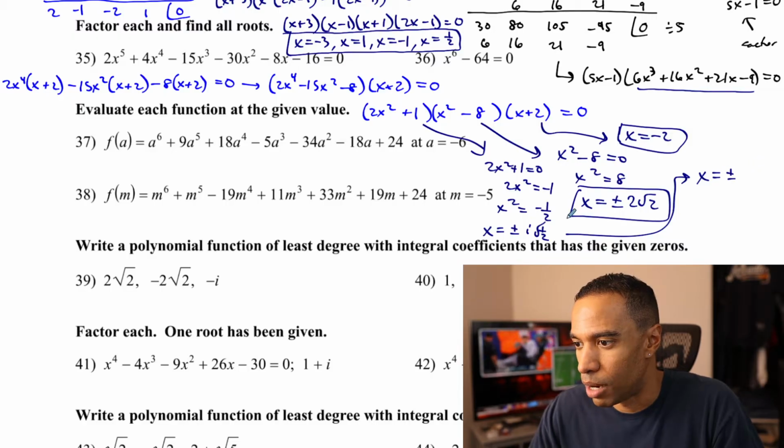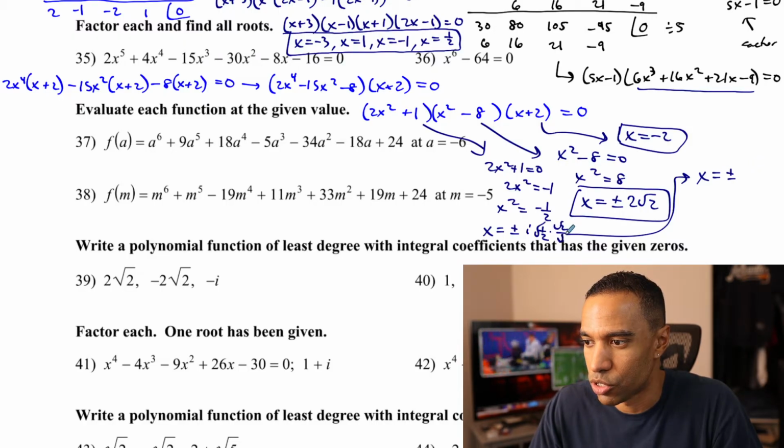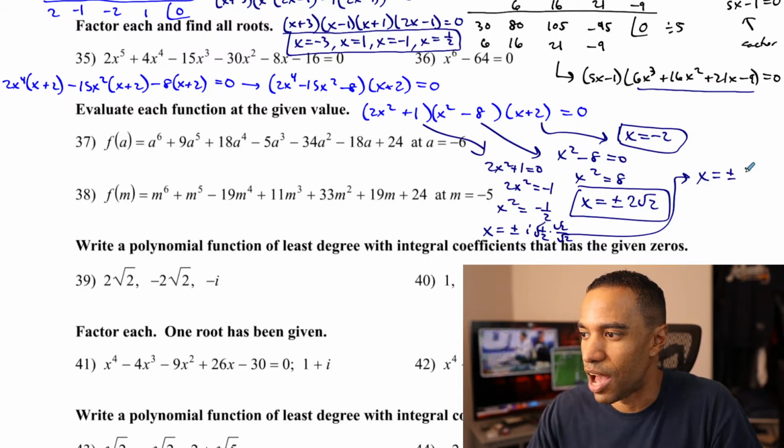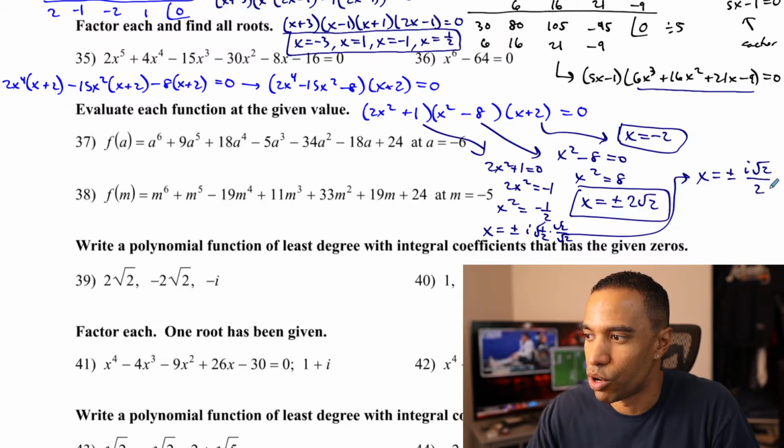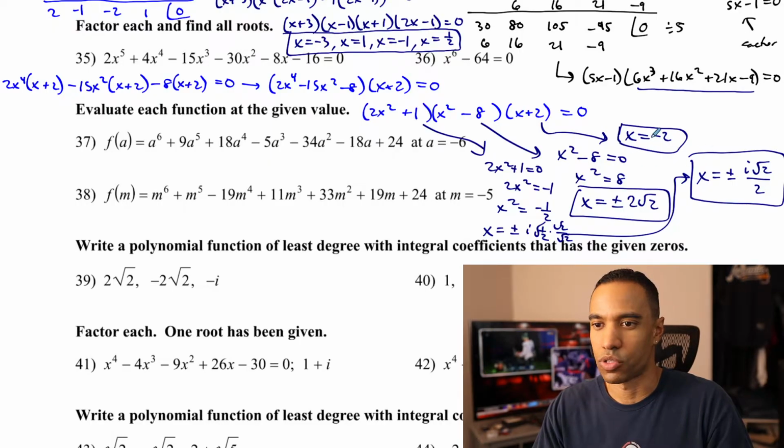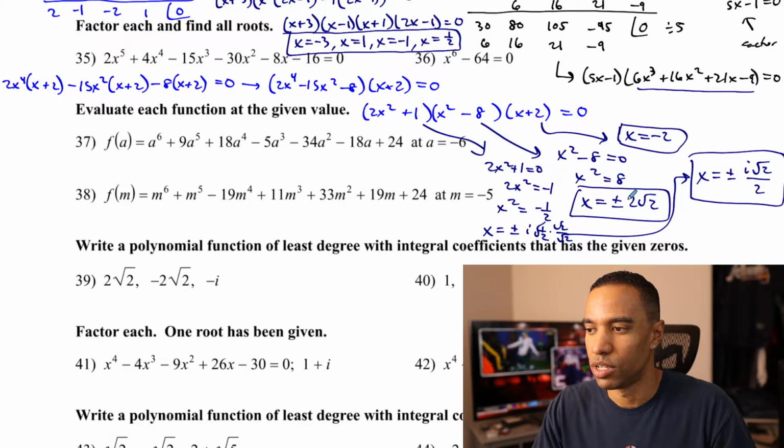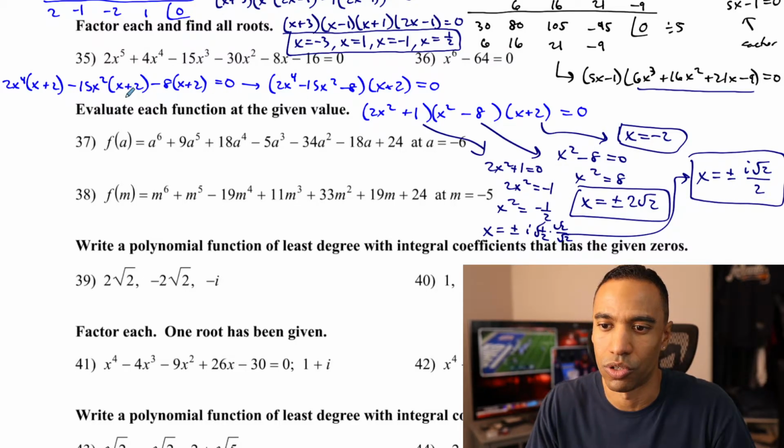Square root of 1 is 1, but I got to multiply top and bottom by root 2. So this is i times the square root of 2 over 2, like that. Okay, so those are our 5 solutions. Negative 2, 2 root 2, negative root 2, i root 2 over 2, negative i root 2 over 2.